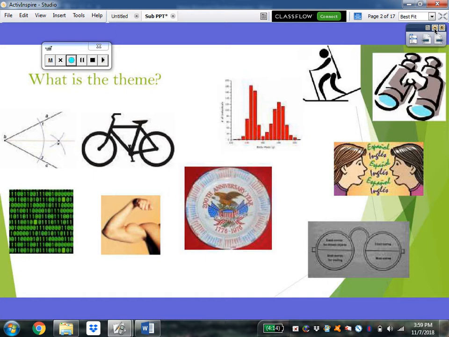So let's start here. What do you guys notice about the theme of all these pictures on here? You see over here we have a bisector, a bicycle, a bimodal distribution, a biathlete, binoculars, bilingual, bifocals, bicentennial, biceps, and binary numbers. So you should be thinking that the theme here is 2.